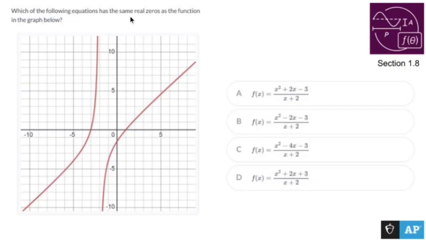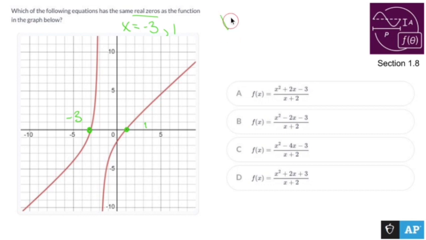Which of the following equations has the same real zeros as the function in the graph below? Well, here's my function, and it crosses the axis here at negative 3, and it crosses the axis here at 1. So the real zeros for this guy are at negative 3 and 1. So what I need to do is find which one of these has the real zeros of negative 3 and 1. When you're being asked to find the zeros in general, you only care about the numerator.